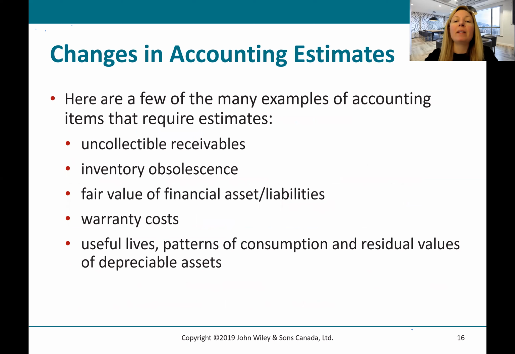Here are a few of the many examples of accounting items that require estimates. So the collectability of accounts receivable, the obsolescence of inventory, the fair value of assets and liabilities, warranty costs. We saw earlier in this course how hard it is to measure warranty costs. Companies are just guessing. And useful lives, patterns of consumption and residual values of depreciable assets.